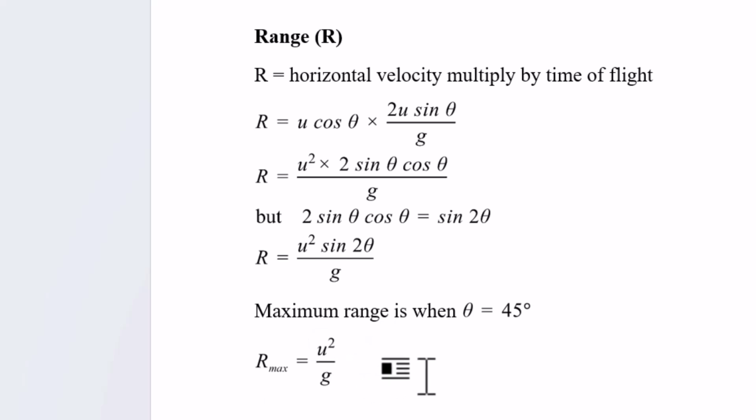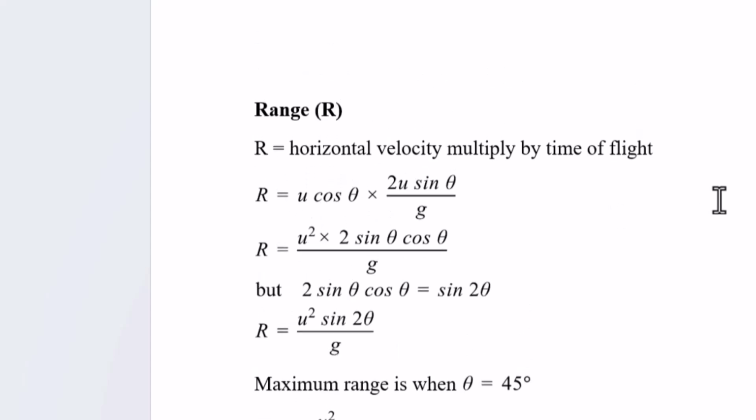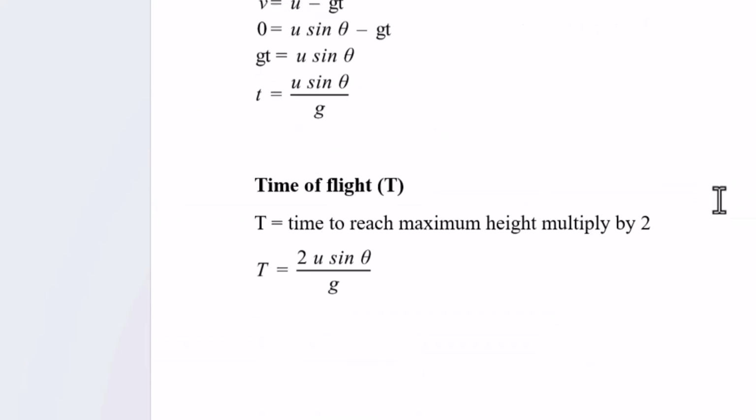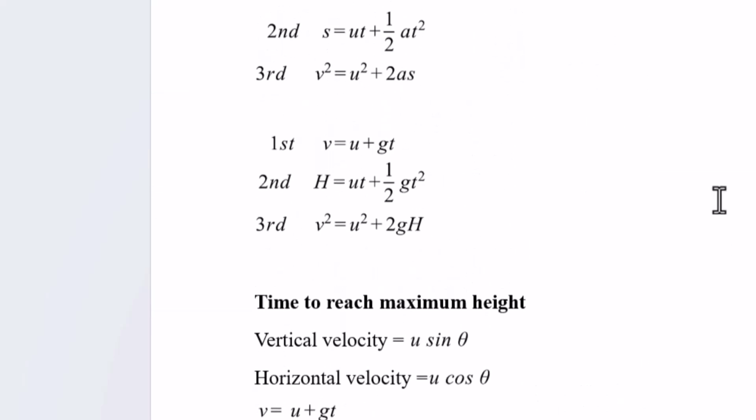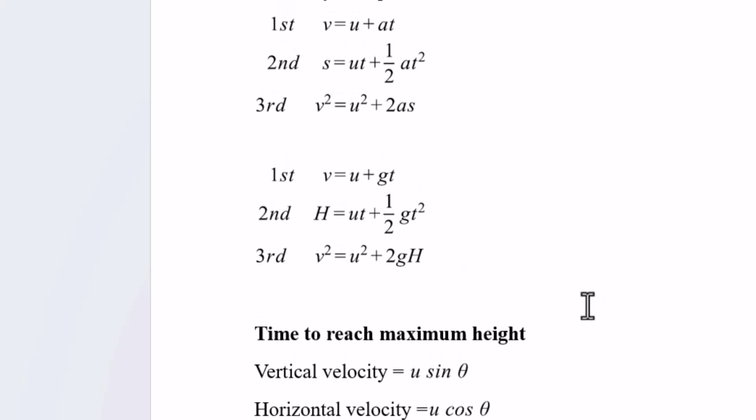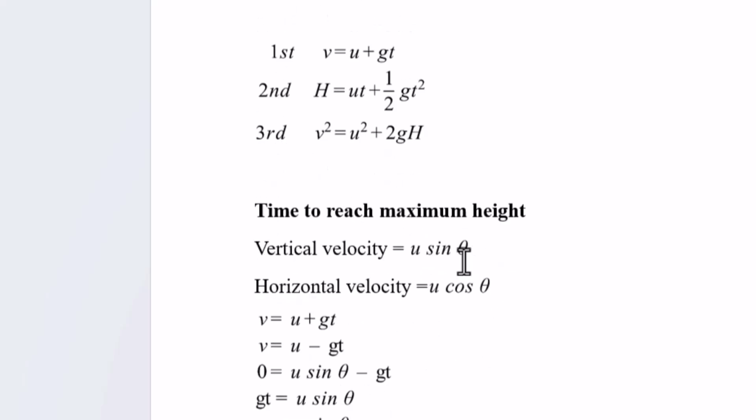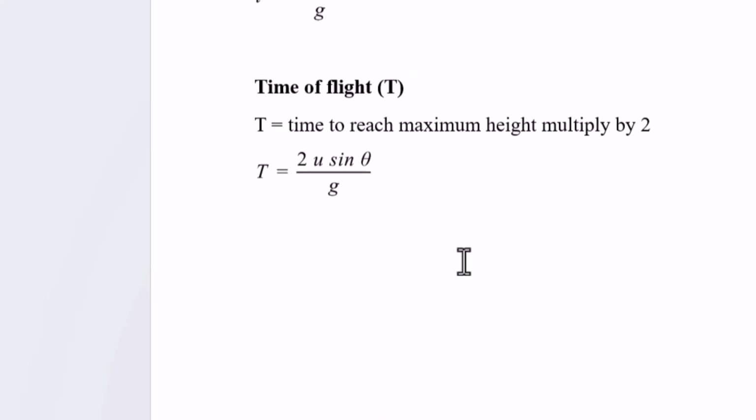So that is that. Now that we have known our range, the last equation we need to learn is how to get our maximum height. How do you get your maximum height? To get maximum height, I'm going to use the third equation of motion. So h in this formula is height, that is maximum height. So how do I get my h? Let's write it here now.